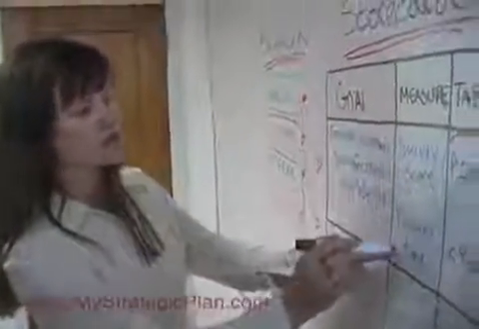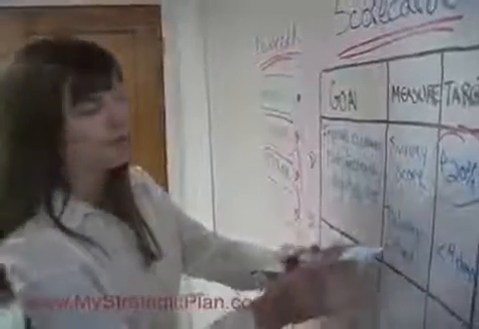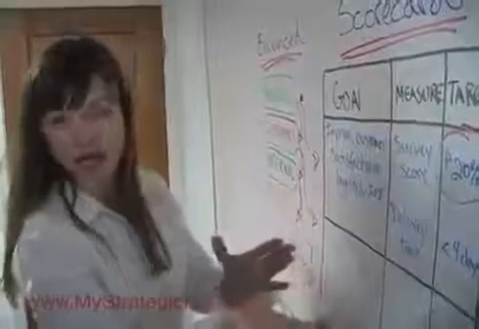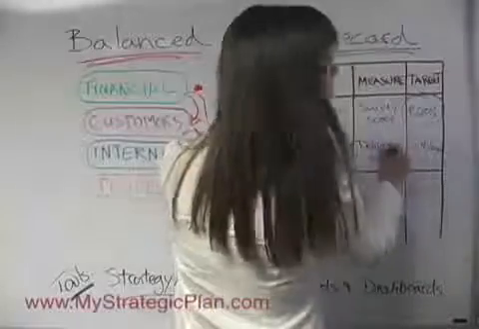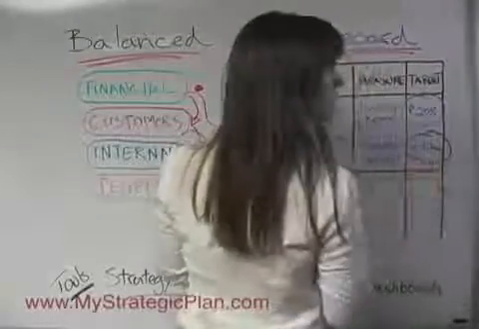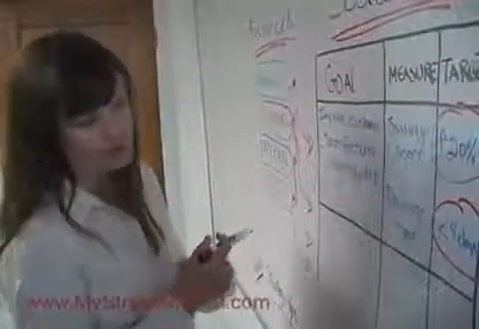Another measure that we might look at is delivery time. Maybe in this example, customers value getting their stuff on time. And so delivery time might be a measure of customer satisfaction, and the target might be in less than 4 days. Maybe we're an online retailer.